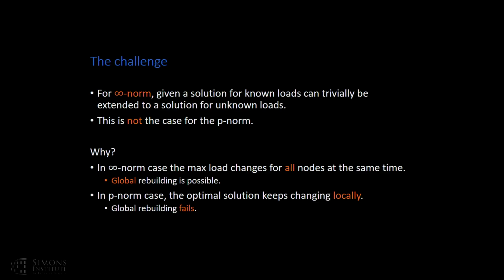But when we're talking about p-norms, the solution keeps changing more locally. We can have this vector of different upper bounds, and some of the upper bounds are increased, a small number of them, but the rest stay the same. This means that we don't have enough time to rebuild everything globally because it's only a local change. That's the intuition as to why this fails. The solution for the infinite norm fails for the p-norm case. So we have to come up with something a little bit more complicated.